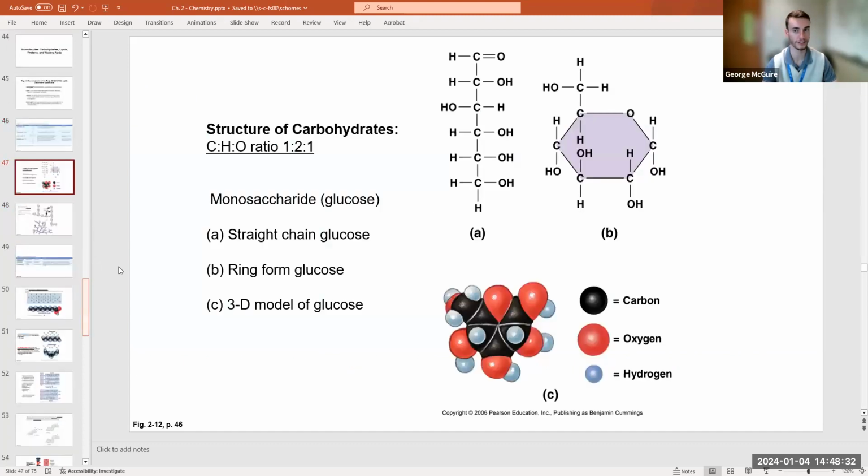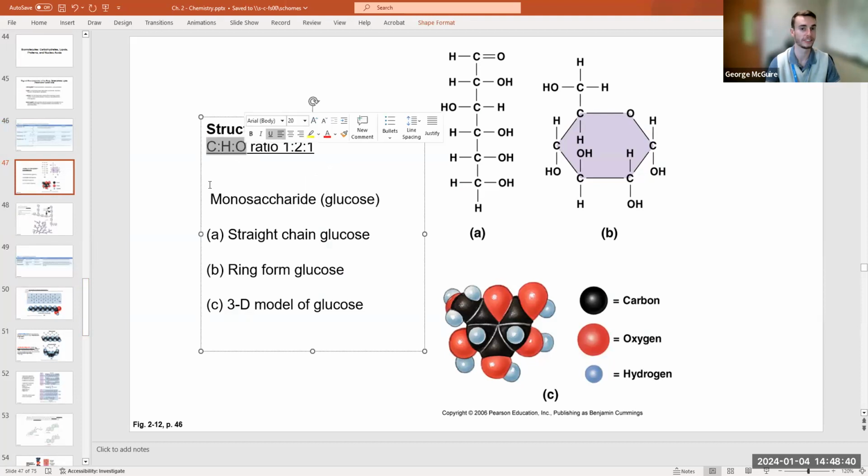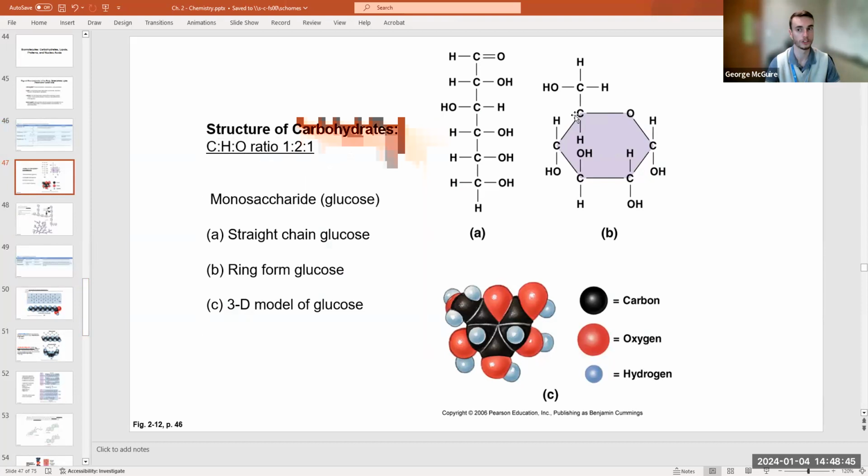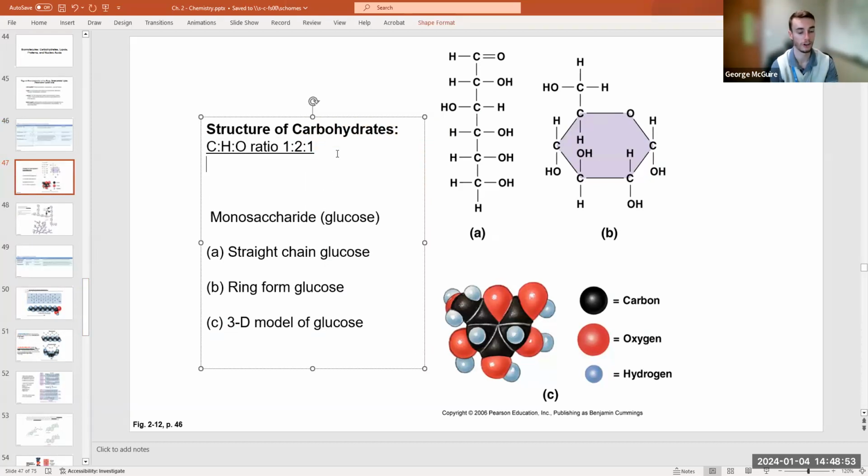So first, carbohydrates. Carbohydrates are the simplest of our biological molecules here. They always have a carbon to hydrogen to oxygen ratio of 1:1. Almost all monosaccharides, so single sugars, are going to have 6 carbons. And thus, if we follow this ratio, almost all monosaccharides should be C6H12O6. Sorry that I don't have the subscript there, working quickly.